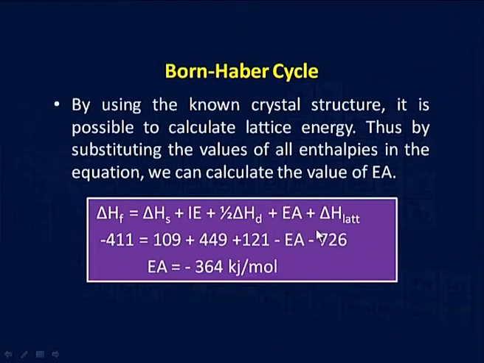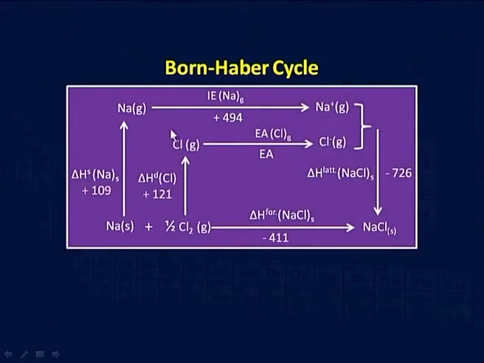So, we will calculate it, and we know the lattice energy of sodium chloride is 726 kilojoules per mole. By substituting these values, we can find the electron affinity of an atom. In this way, the electron affinity of the chlorine atom is found to be 364 kilojoules per mole. This is the way with the help of which we can find out the electron affinity of any atom.